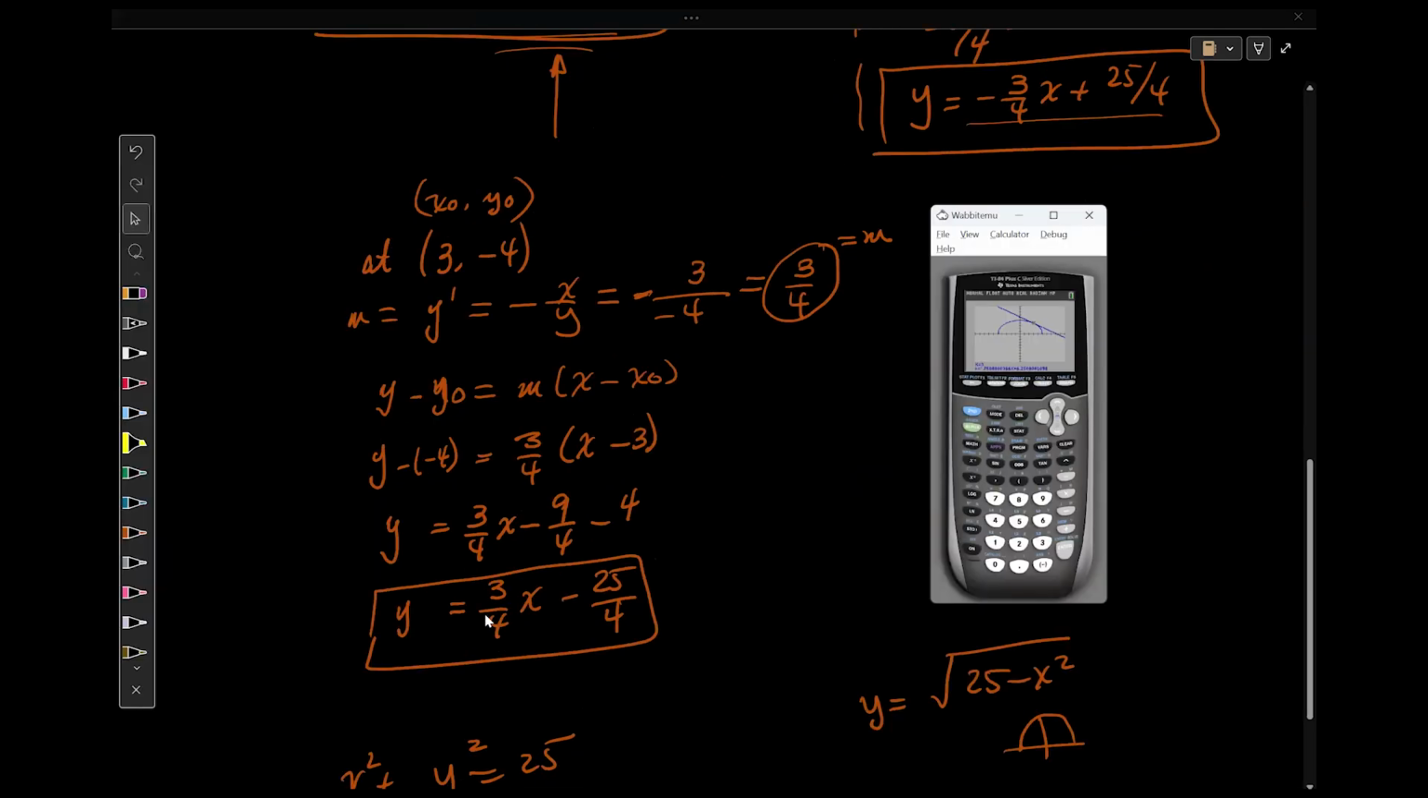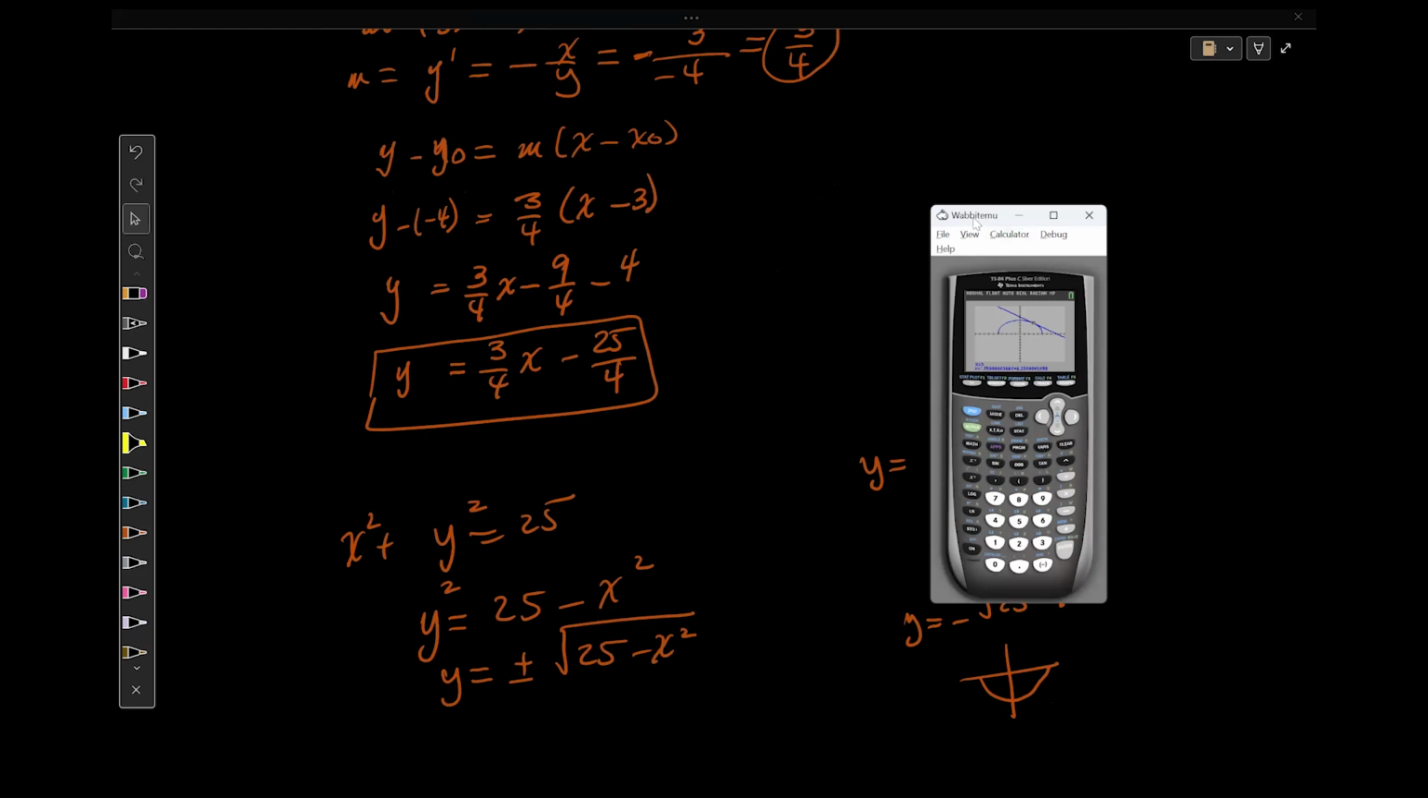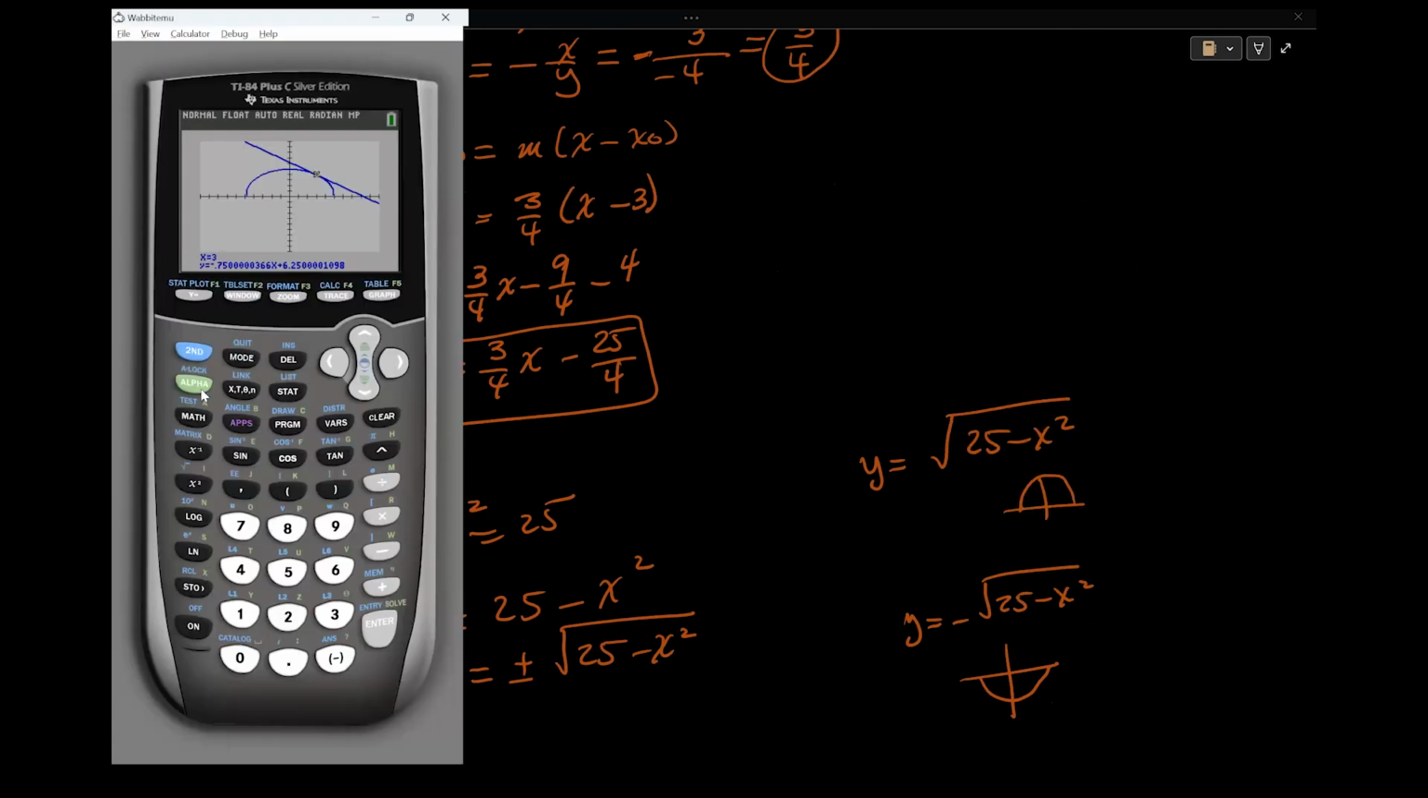The other one was the negative, with the negative. Okay, so let's go here and go y equals. And I just want to insert a negative in front of this one. So maybe I can try it this way. Enter. All right, so now let me graph this one. And that's the bottom half of the circle.